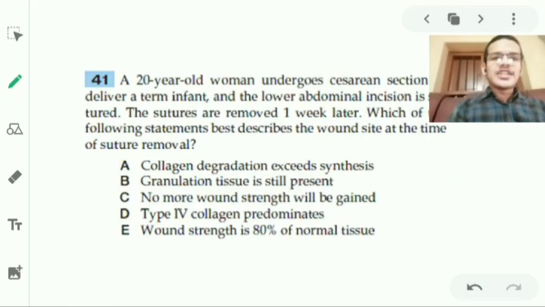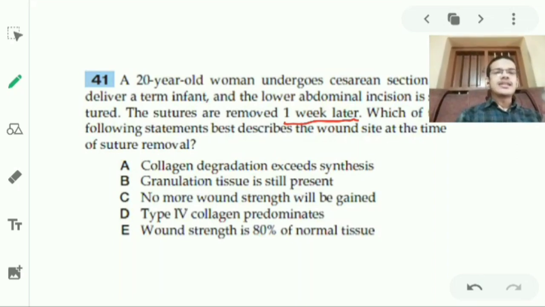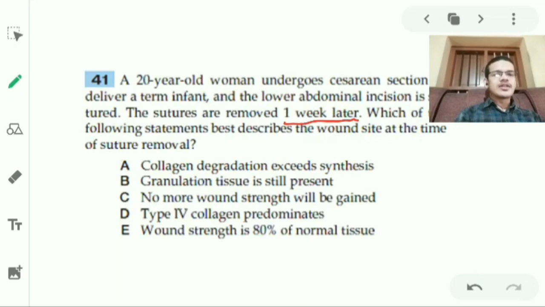Next question. A 20-year-old woman undergoes C-section, delivers a term infant, and the lower abdominal incision is sutured. The sutures are removed 1 week later. Which of the following statements best describes the wound site at the time of suture removal? That is, after 1 week, what exactly is happening at the incision wound? That is the question.